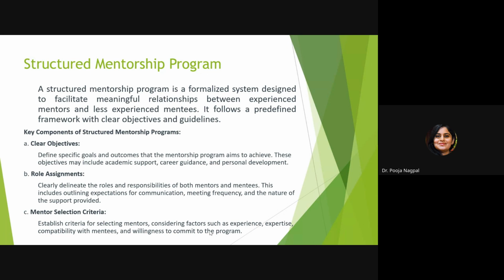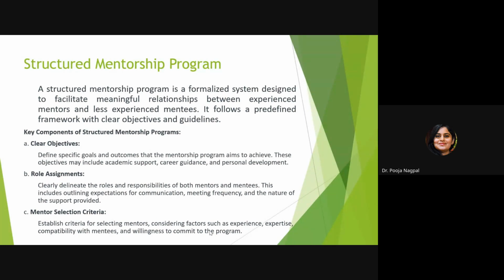Next one is mentor selection criteria. Establish criteria for selecting mentors considering factors such as experience, expertise, compatibility with mentees, and willingness to commit to the program. For example, it is the responsibility of the institution to select the mentor selection criteria, to decide who will be the mentor of this class or of this peer, and it depends upon the institution.